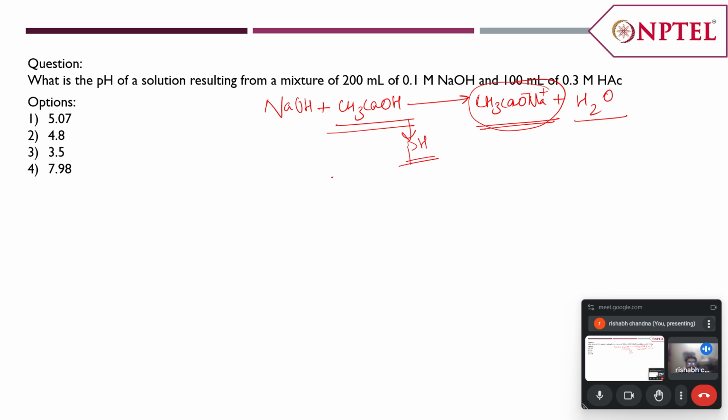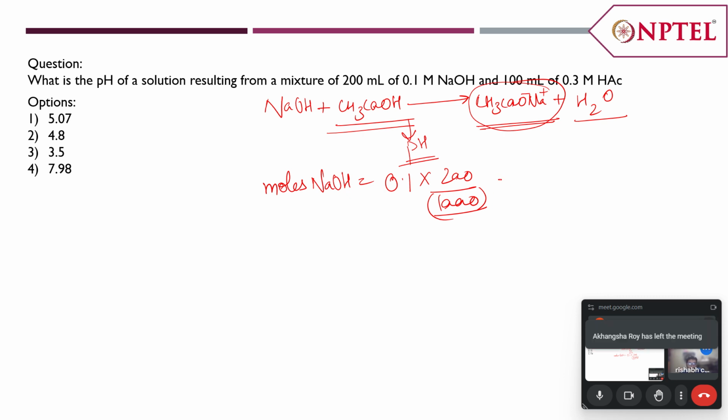So how will we do this? First, we'll calculate the moles of NaOH. That would be 0.1 times 200 over 1000. This is because of the ml to liter conversion. Okay, so this is the conversion factor that we have. So this would be 0.02 moles.